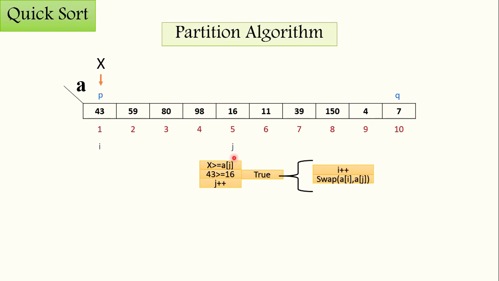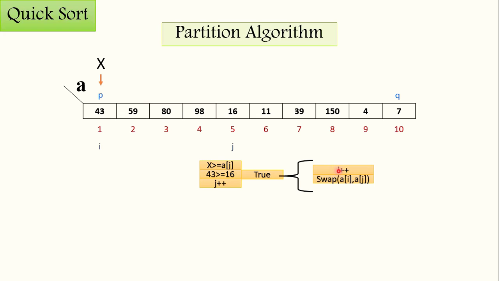Okay, we can see this. X is greater than or equal to AJ. What is X? X is 43. J is 5, which means A5 is equal to 16. Is 43 greater than or equal to 16 true or false? It is true, which means we have to take action. What is the action? What is your logic? Logic is this.